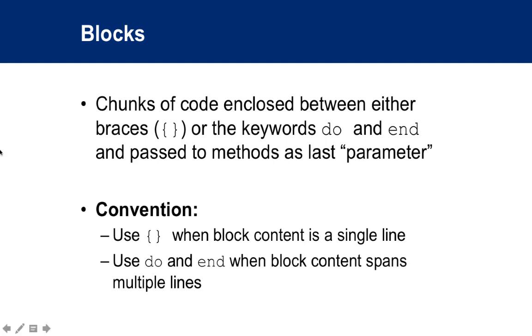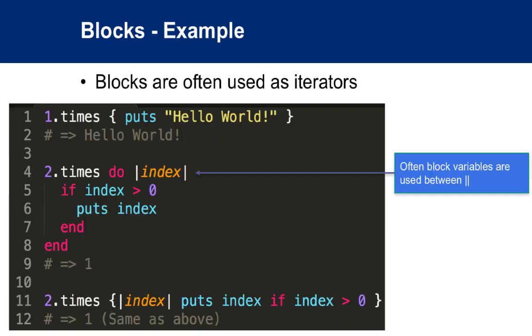And the convention is you use the curly braces when the block content is a single line, and you use do and end when the block content spans multiple lines. So let's see an example. For example, you could have one, which is an object, and one has a method called times. So one.times, you're calling the method times on the one object, and you could pass in the block. And in this case, the block could be whatever you want it to be. So in this case, it puts hello world.